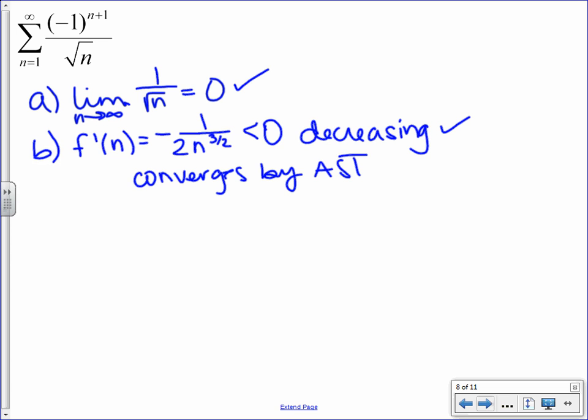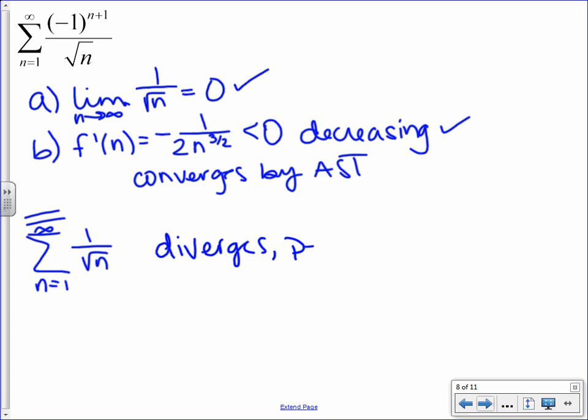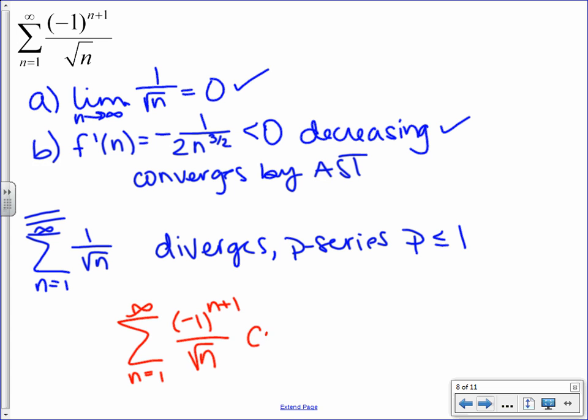Okay? Well, now we need to look at the series of 1 over the square root of n. What do we know about that? Okay? It diverges because it's a p series where p is less than or equal to 1. So we have an alternating series that converges, but the absolute value of it diverges. So this alternating series converges conditionally.